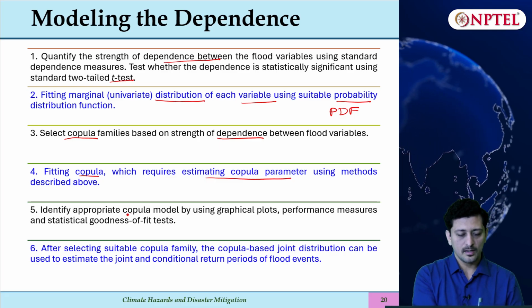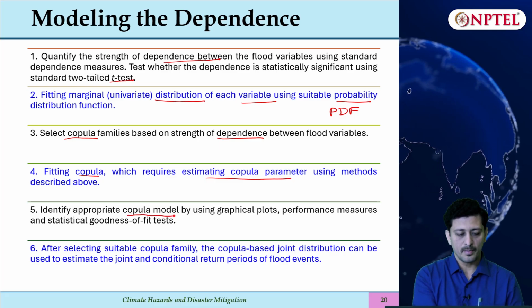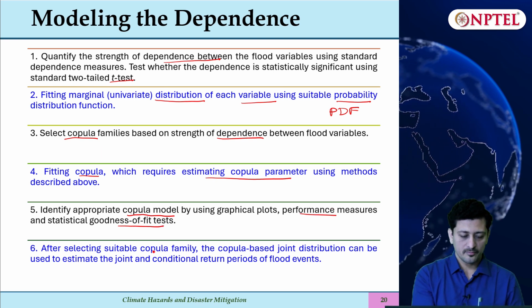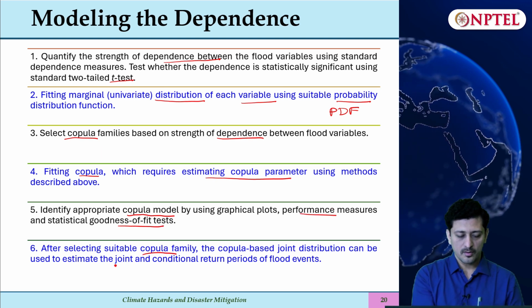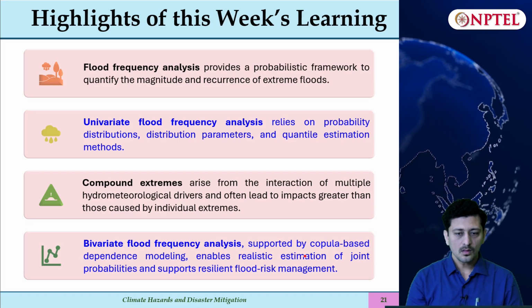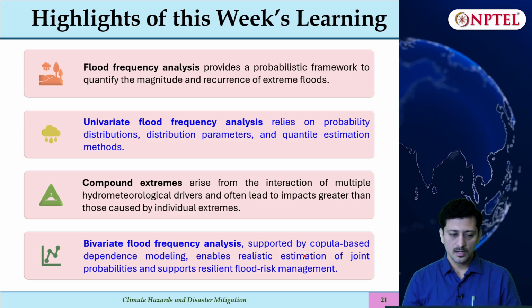Then once you identify the parameters, you find the best fit copula based on the goodness of fit and other performance measures, and after selecting the best copula, you can find the joint and conditional return period of the flood events. So what are the highlights of this week's learning?